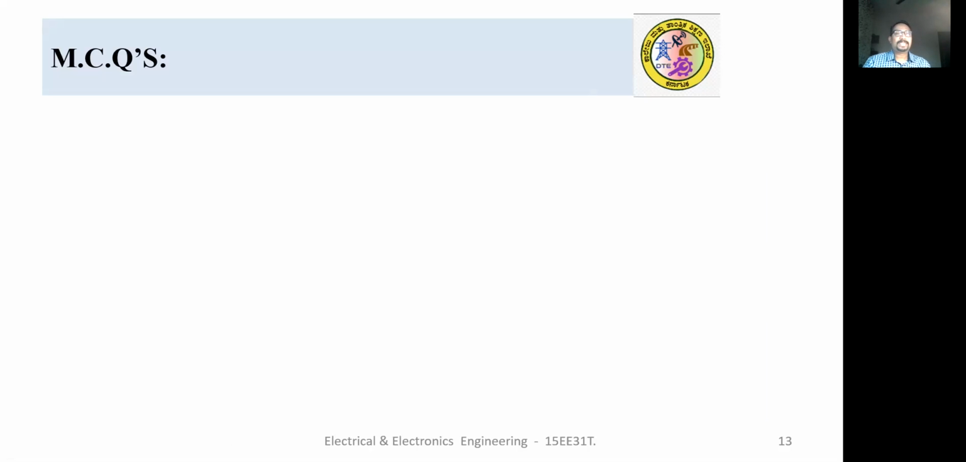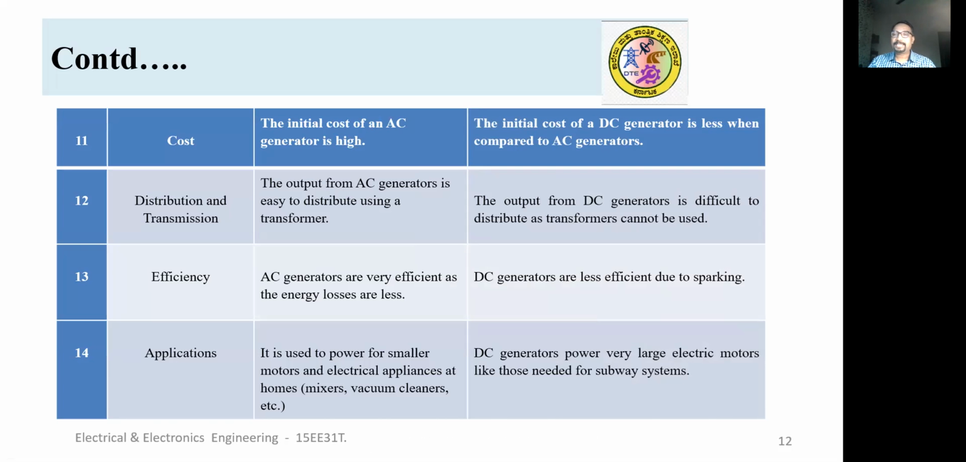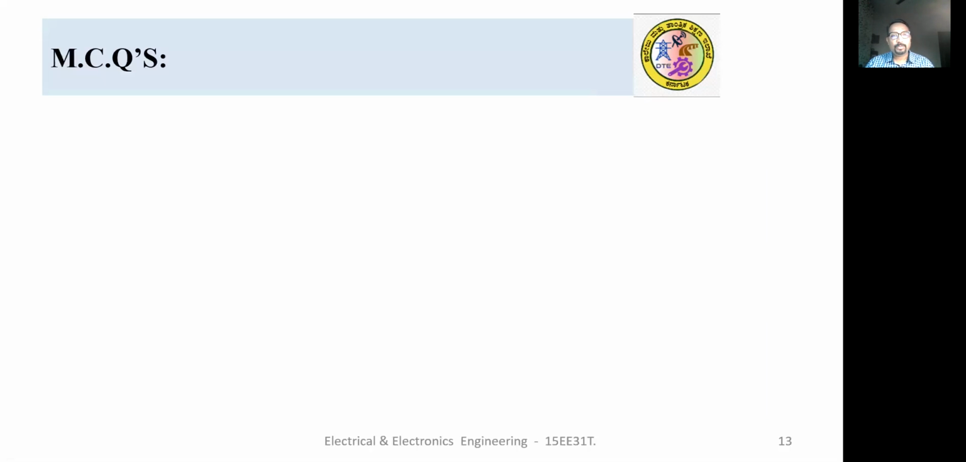So students, till now we have learned the basic definition of the alternator, some of the important points regarding the alternator, and majorly the differences between an alternator and a DC generator. So in this session, we are going to learn some multiple choice questions. Let us see the first one. Based on today's learned sessions, the MCQs are made.